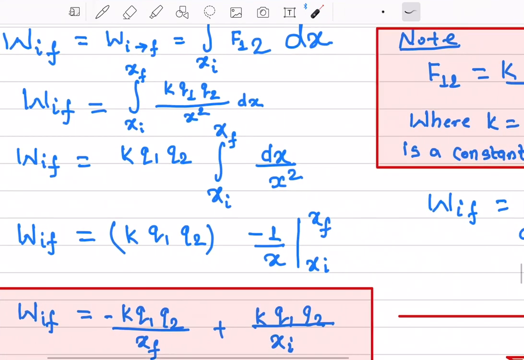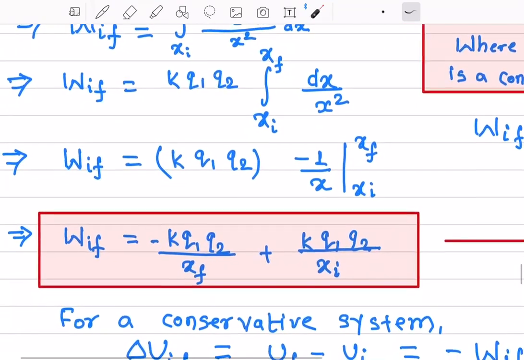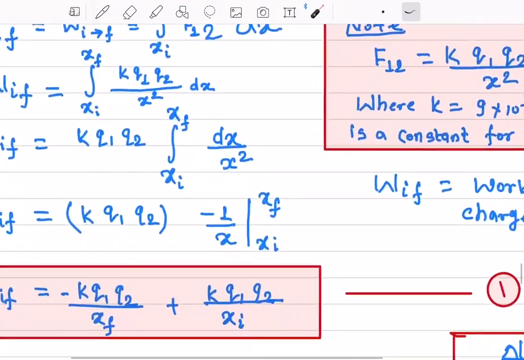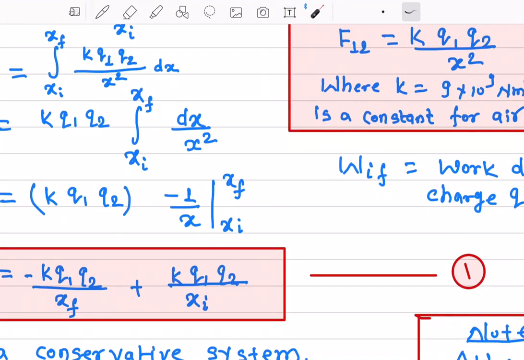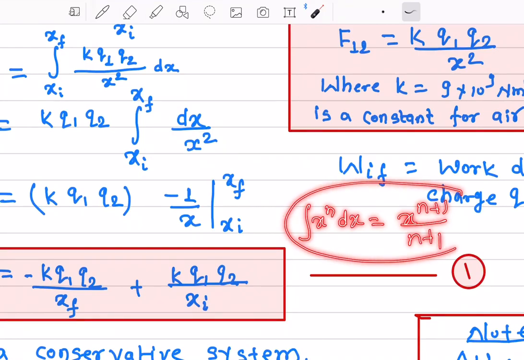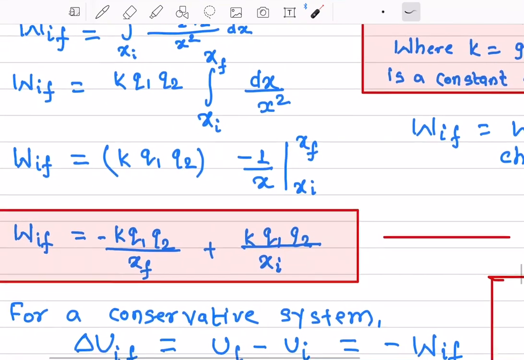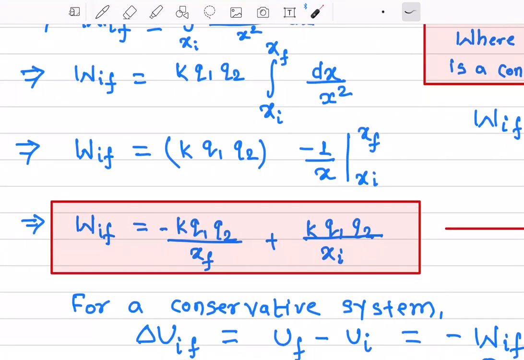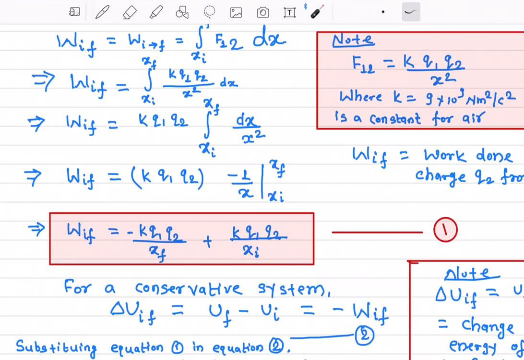If we integrate 1 over x squared, what do we get? We get negative 1 over x, with the limits from xi to xf. For those who need the formula, the integral of x to the n dx is x to the n plus 1 divided by n plus 1. So this is how you do the integration. Once we put in the limits, this is the total work done in moving the charge from the initial position to the final position.